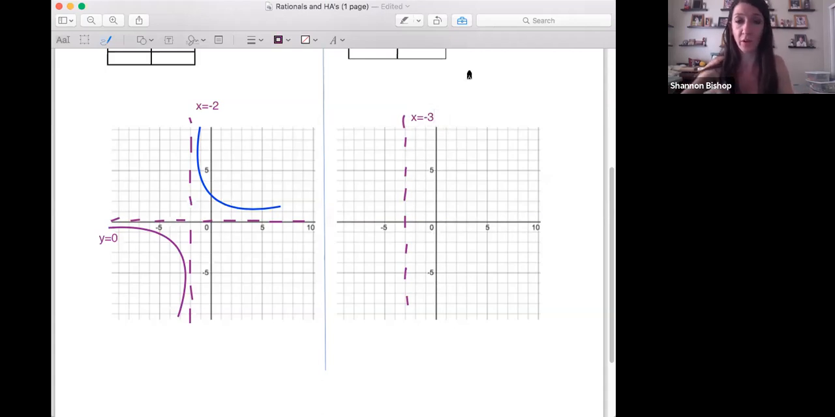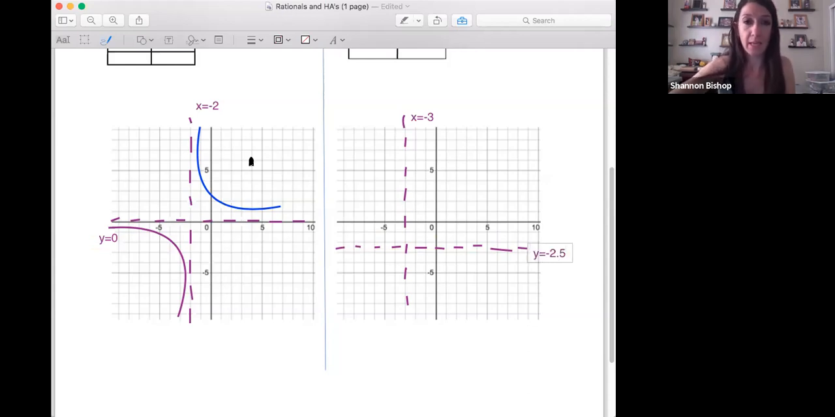And then the horizontal asymptote we said for this one was at -2.5. So just do your best to identify halfway between -2 and -3 and draw in a dotted boundary line there as well. That right there is at y equals -2.5.